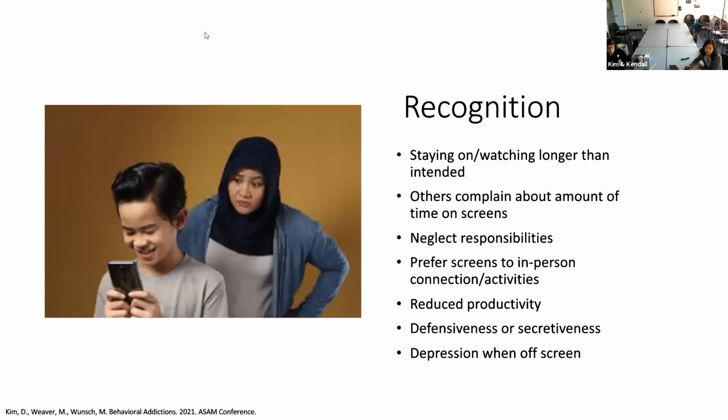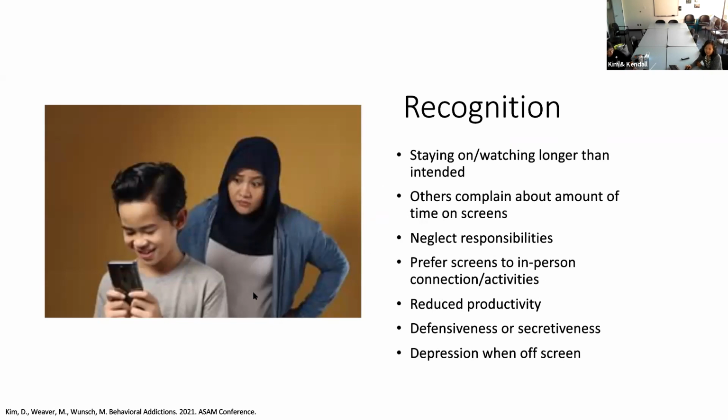So aside from things that we listed above in this talk, really seeing it within ourselves and others when we're staying on or watching longer than intended. I think all of us have gone down that YouTube hole where we are just on for much longer than we thought we would be. And just kind of recognizing a lot of these apps and websites are designed for that.